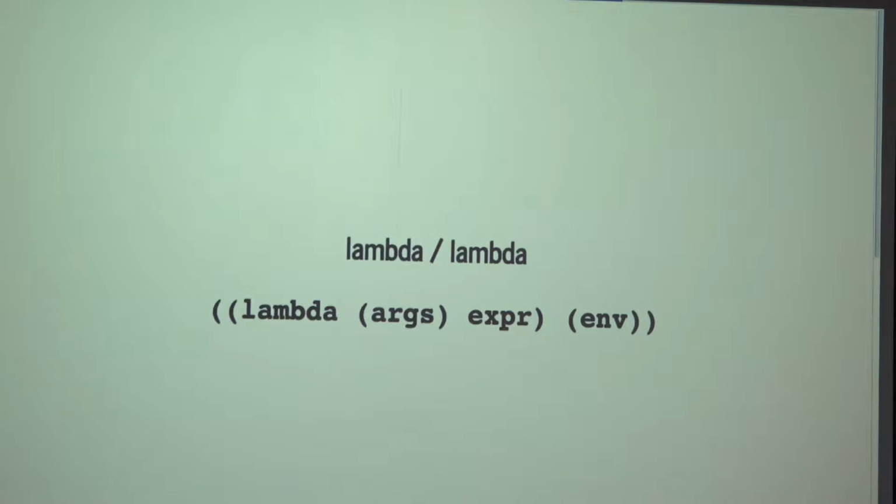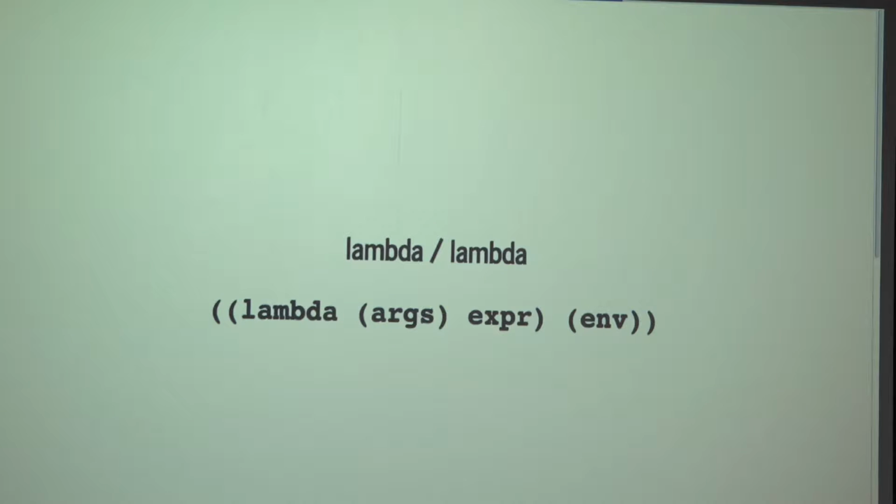And finally, the lambda. So lambda just translates to lambda, and we're all very familiar with lambdas, I think, anonymous functions in Python. All functions in Lisp are defined by use of lambdas. And lambda looks like this. It's lambda, arguments, expression, and then an environment. And an environment is just the list of values that the arguments correspond to.